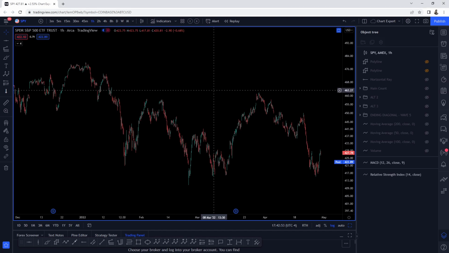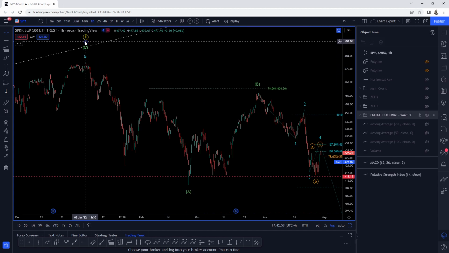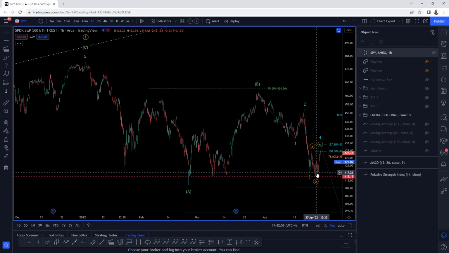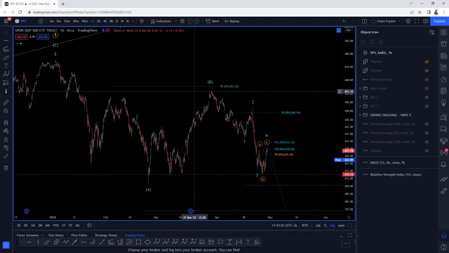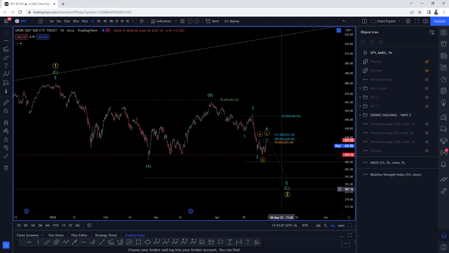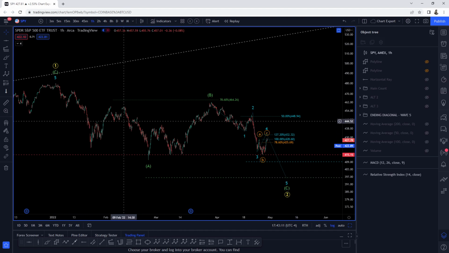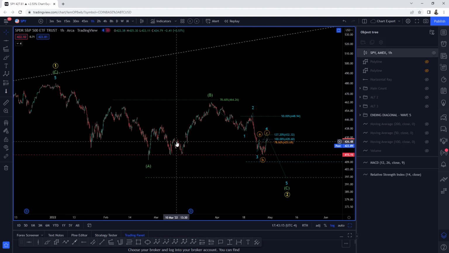So let's take a quick recap as to what's been happening from our January 22 high towards the April 22 lows. Now we have evidence of 5 waves down, 3 waves up, and then we're looking for the 5 waves down into the wave C. So 5, 3, and 5, which is a zigzag.